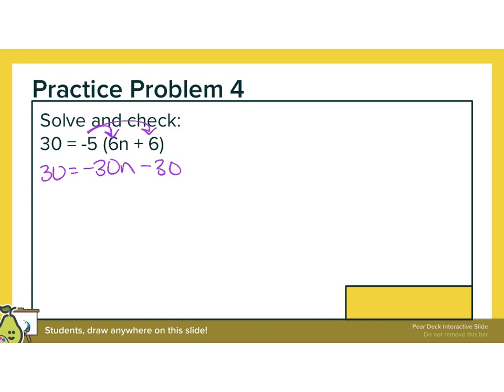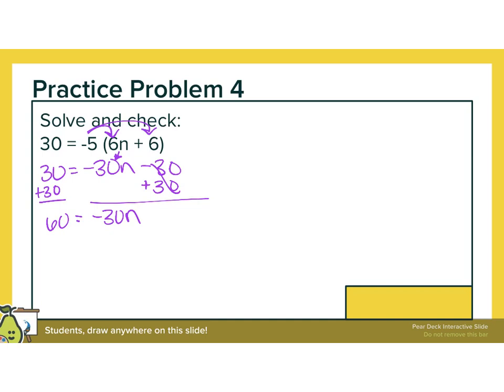I don't have any. Step 3, get the variables on one side. All the variables are here on the right. So step 4, I need to move my constants over to the left. So this -30 needs to move by doing the opposite. Those are gone. 60 equals -30n.